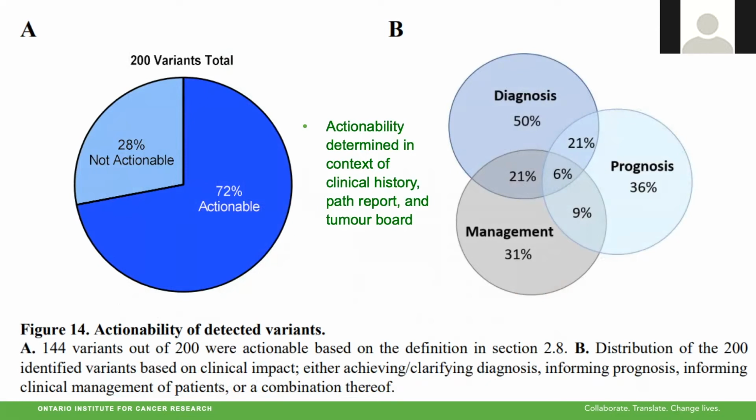Now recall, these are triage specimens, and so we're trying to apply where we think it's going to be useful, and not surprisingly, we by these definitions achieved high actionability, so 72% of the variants. Shown on the right, most commonly it affected diagnosis. Some also affected prognosis and management, and you can see how they overlapped as well in that Venn diagram space.